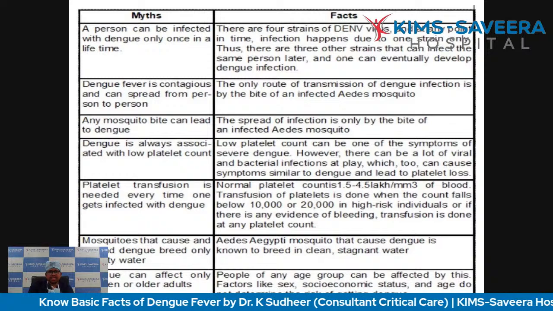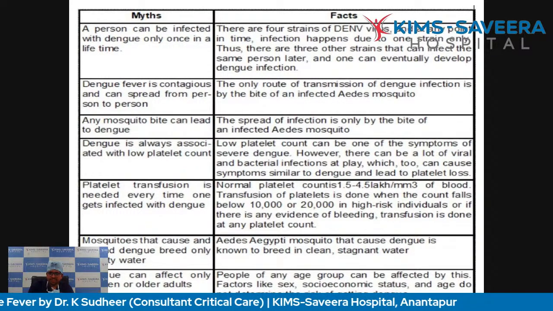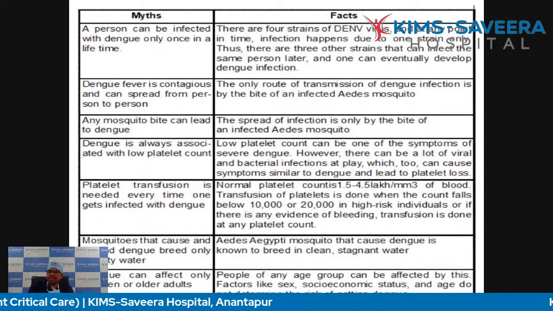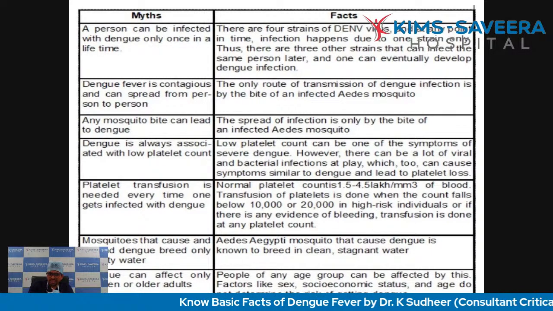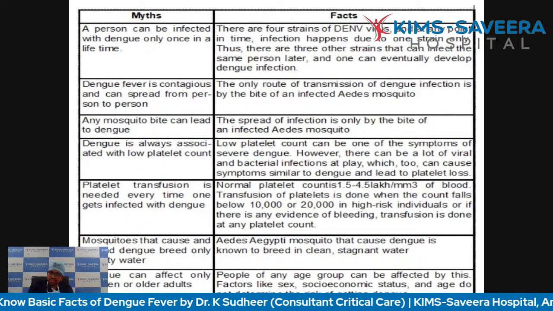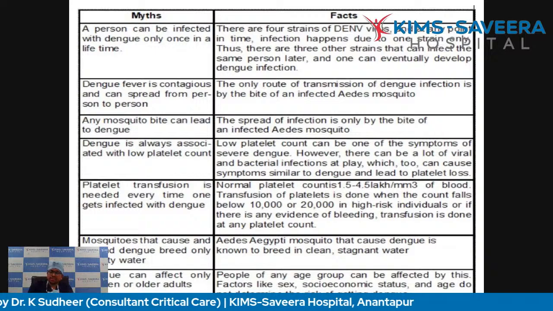Is platelet transfusion needed every time a patient gets infected? This is another myth that we have. No, the normal platelet count is 1.5 lakhs to 4 lakhs, and transfusion is done only when it falls below 10,000 to 20,000. In a healthy individual, we will wait up to 10,000 in an inpatient. In high risk patients with underlying comorbidities, we give transfusion at 20,000.